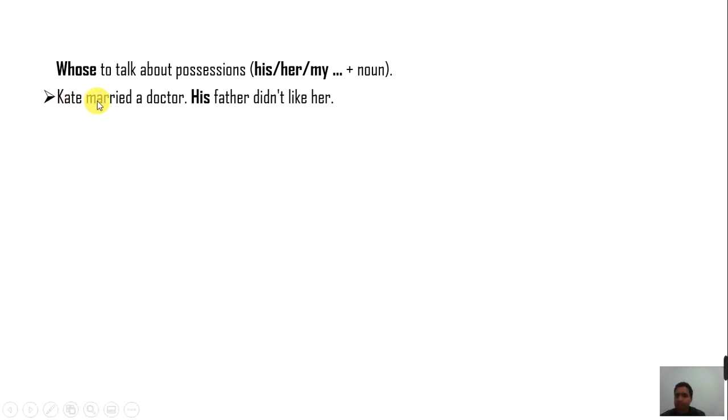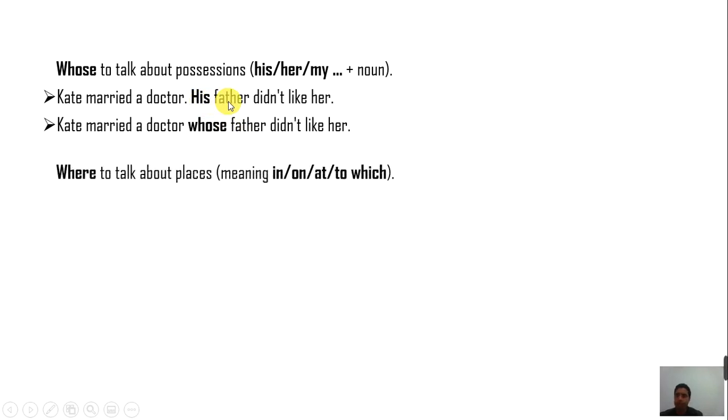In this example, Kate married a doctor. His father didn't like her. So his father, the doctor's father. When we have the doctor's father, we are going to use whose. Kate married a doctor whose father didn't like her. The father of who? The father of the doctor. So here we have his plus a noun, which is the father.